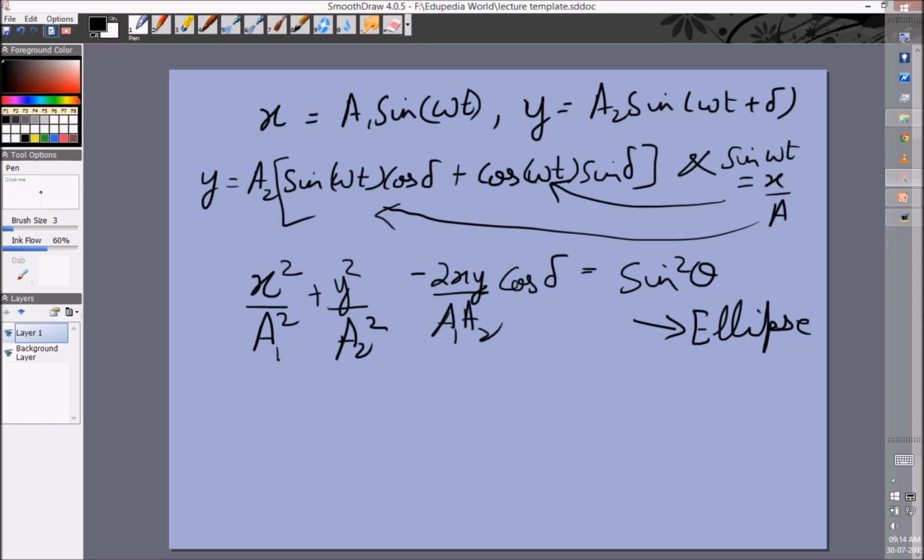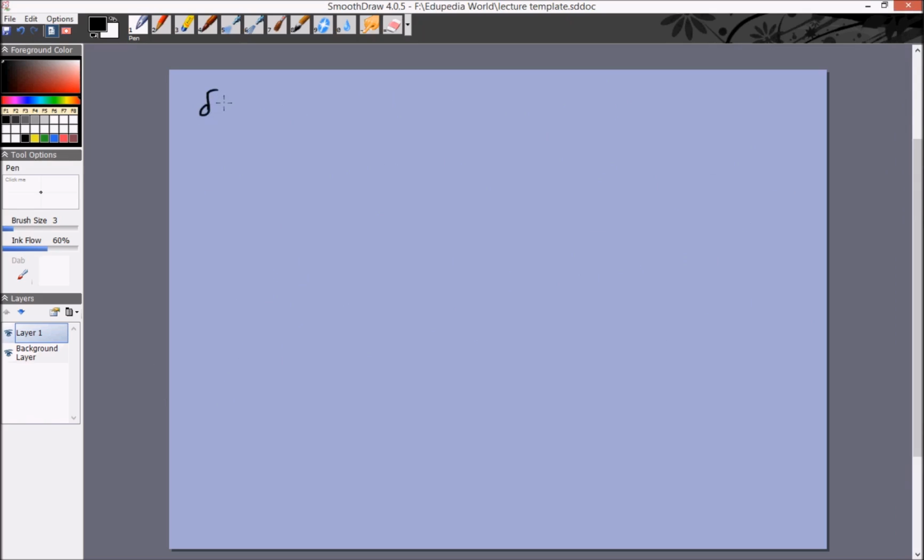Let's look at some special cases of that. What if delta is 0? That means x is a sin omega t, y is a sin omega t. We can see directly from here, or by putting delta equal to 0 in the equation. From both cases we get x squared plus y squared.